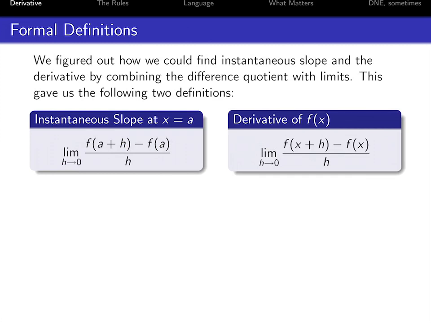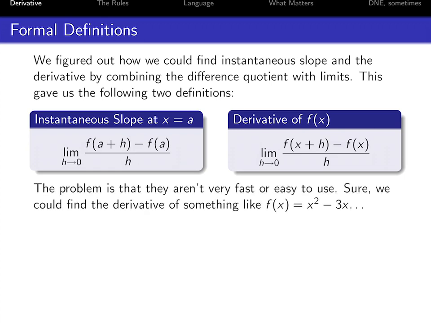We figured out how we could find instantaneous slope and the derivative by combining the difference quotient with limits. This gave us the following two definitions. We had the instantaneous slope at x equals a, if we only wanted to know what the slope was at one location a, and that was the limit as h goes to 0 of f of a plus h minus f of a all over h. And then there was our derivative definition, and the derivative was very much like instantaneous slope, except instead of using an actual location value, it left it as the variable x, so we'd wind up getting a useful formula at the end. It was the limit as h goes to 0 of f of x plus h minus f of x all over h. The problem is that these aren't very fast or easy to use.